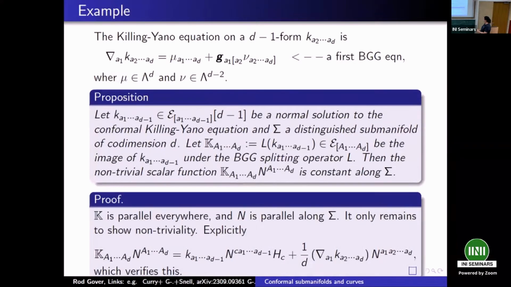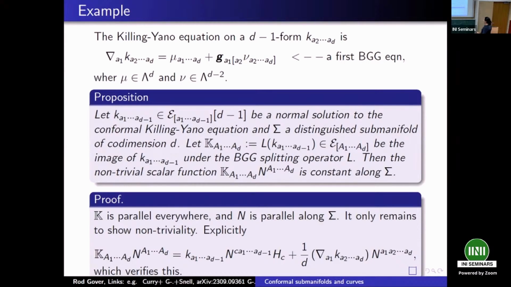So here's an example. I probably won't go too slow. It's not actually the same as the one before, but it looks very similar. Again, we start with the Killing-Yano tensor, but now instead of just a rank 2, let's take a rank D Killing-Yano tensor. So that's skew, with D maybe D minus 1, in fact, this time. And its derivative is completely skew or has a trace part.